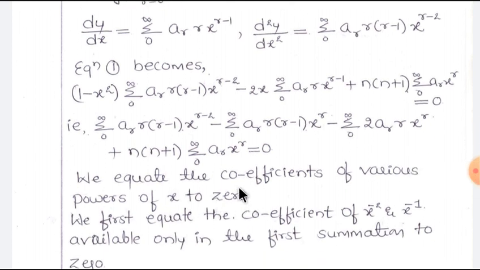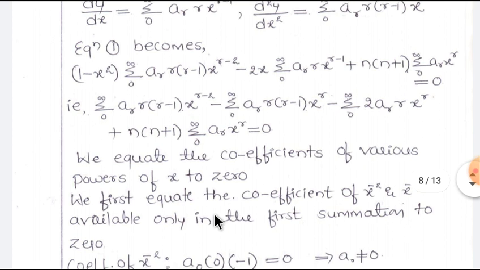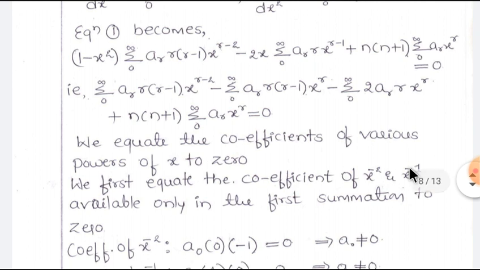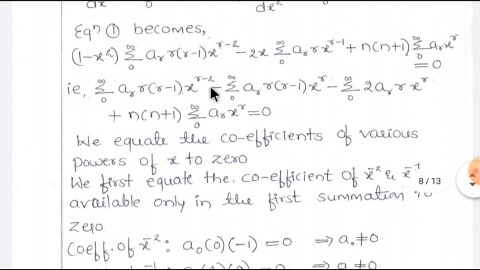We equate the coefficients of various powers of x to 0, means if r starts from 0 to infinity, means r is equal to 0, 1, 2, 3 so on up to infinity, means it contains infinite number of terms. We first equate the coefficient of x to the power minus 2 and x to the power minus 1. x to the power minus 2 means if r is equal to, initially if r is equal to 0, first term becomes x to the power minus 2. If r is equal to 1, it is 1 minus 2 is minus 1.